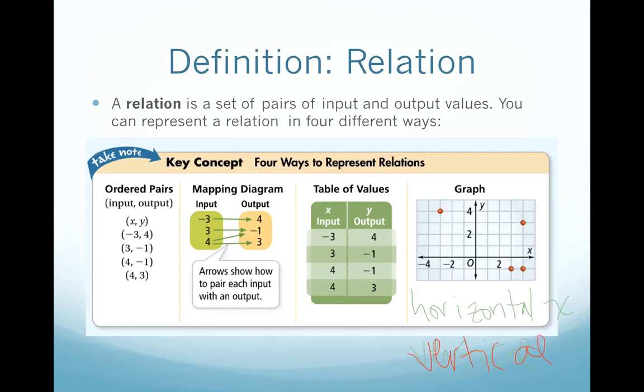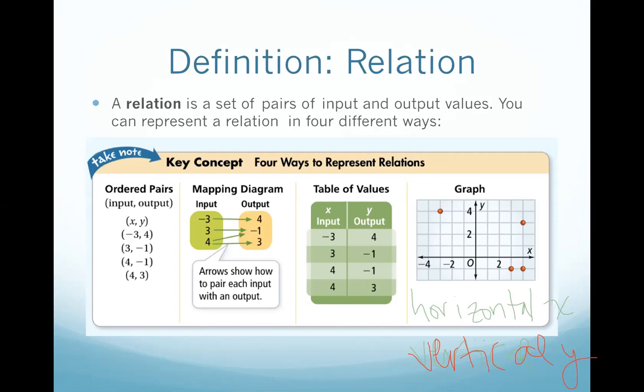Vertical for y. Vertical, like an elevator, goes up and down. It moves vertically. If you have sensitivity to heights, you might have vertigo. Verti means high, so vertical, up and down.